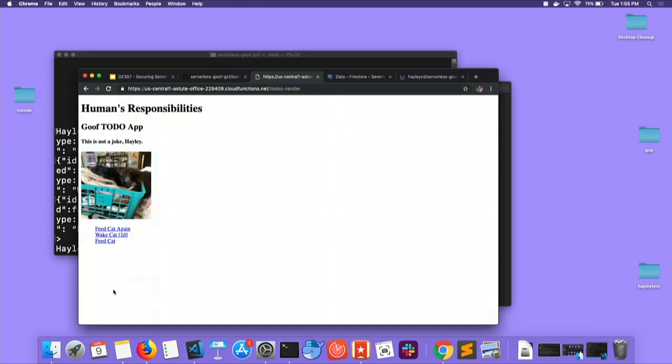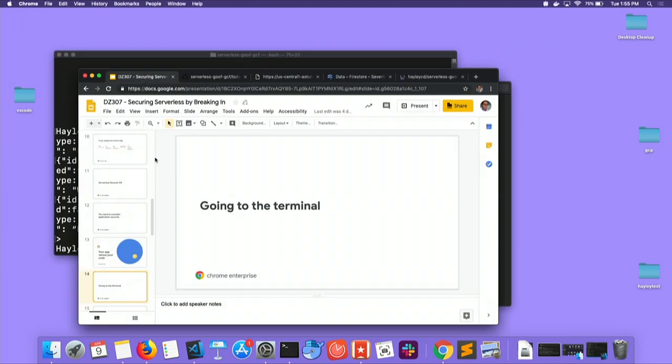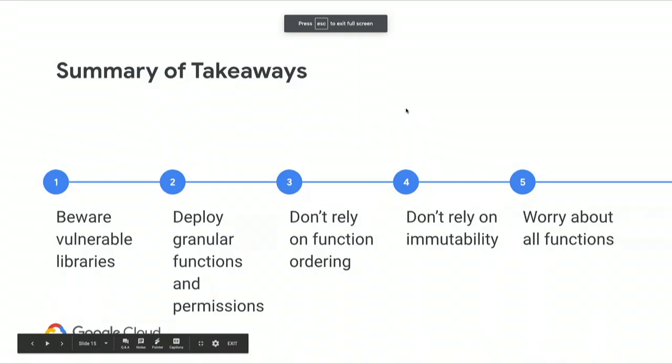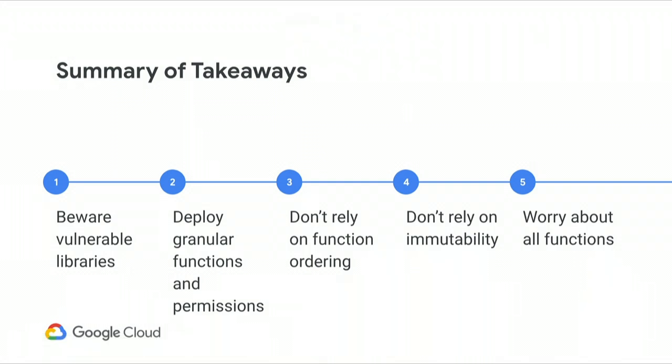So let's go back to the presentation. So I have a few takeaways that hopefully you can use when you're writing your next serverless app. And briefly, they're to, number one, beware of vulnerable libraries. Number two, deploy granular functions and permissions. Number three, don't rely on function ordering. Number four, don't rely on immutability. And number five, to worry about all functions.